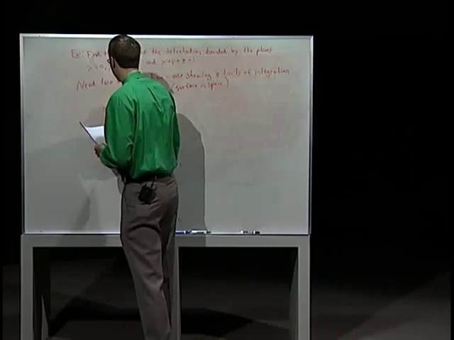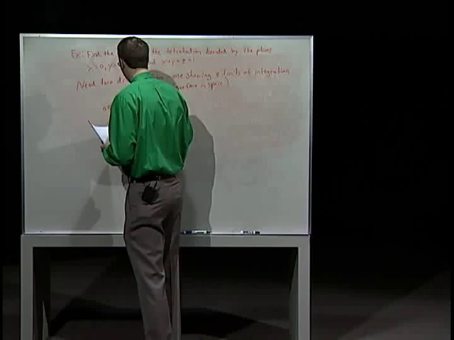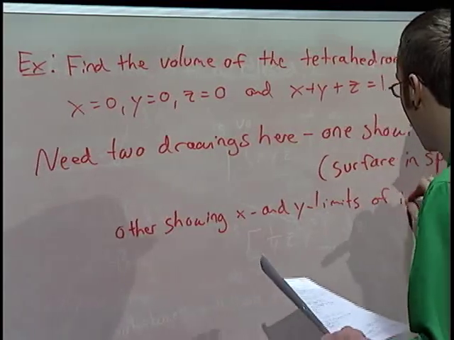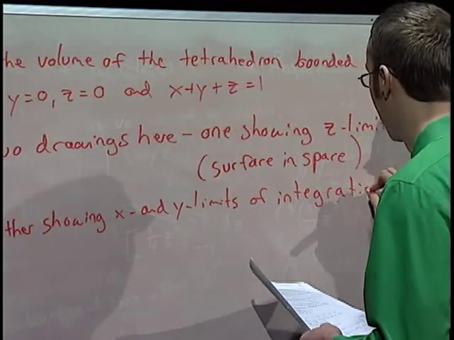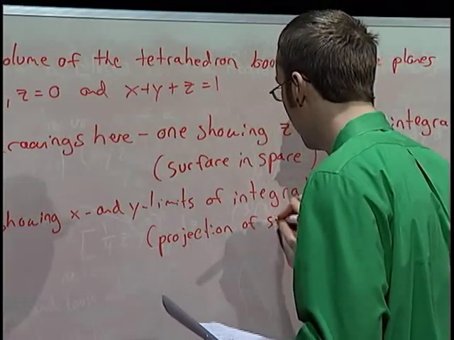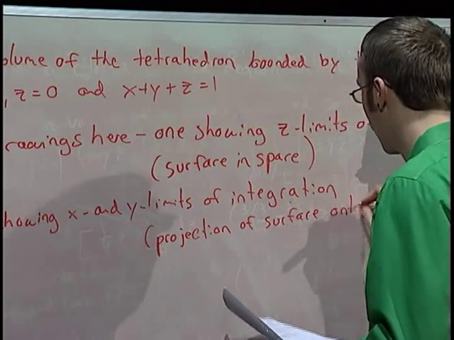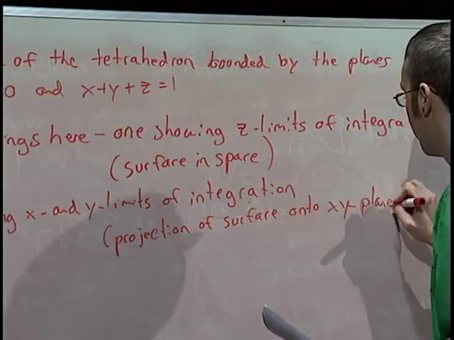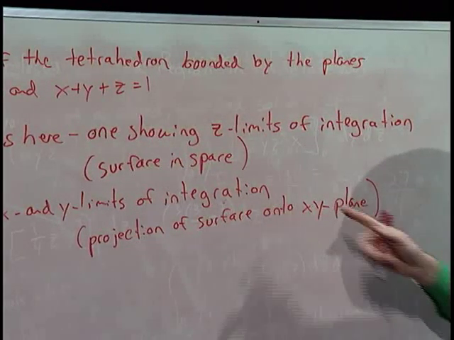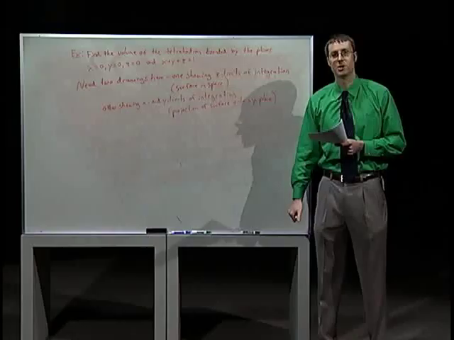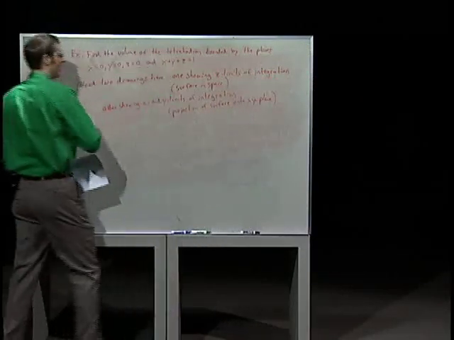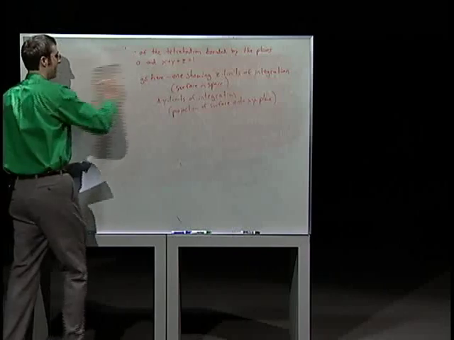And the other showing the x and y limits of integration, and that's a drawing of the projection of the surface onto the xy plane. So we'll have 1 3D drawing showing the z limits and bounding surfaces. We'll have 1 2D drawing showing the x and y limits of integration and the bounding curves. Okay, so let's get rid of all this. We have our problem. We know what we're doing. Let's draw our pictures.